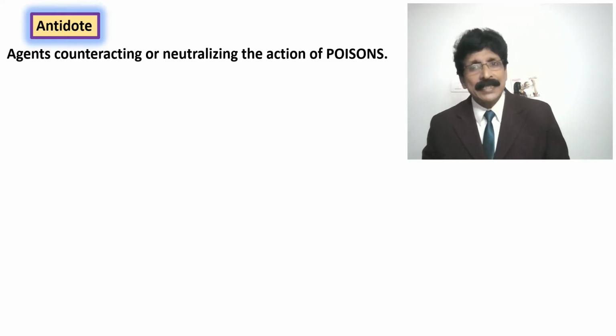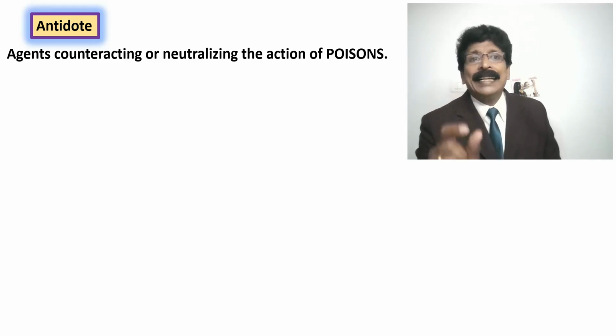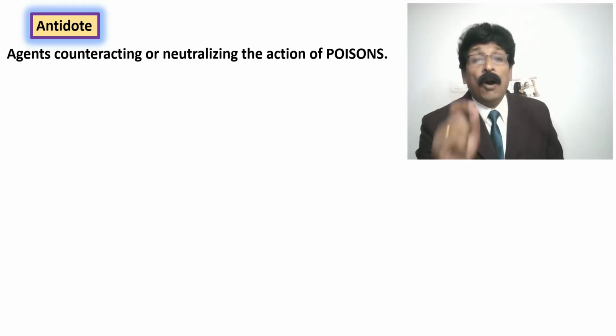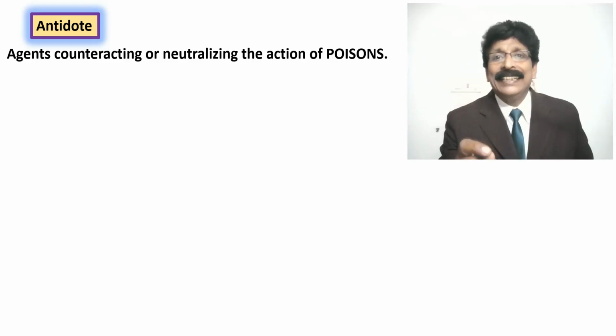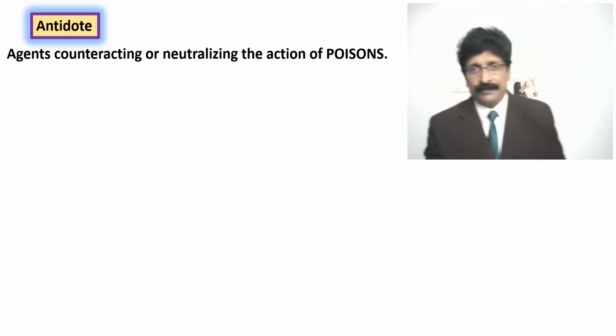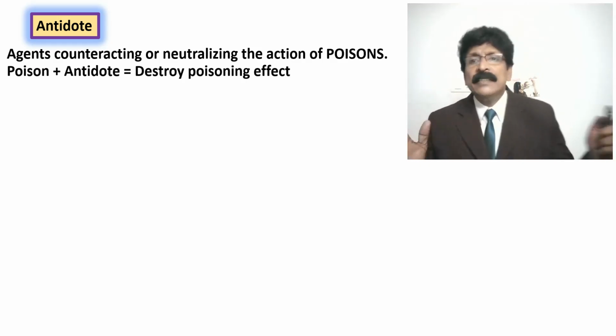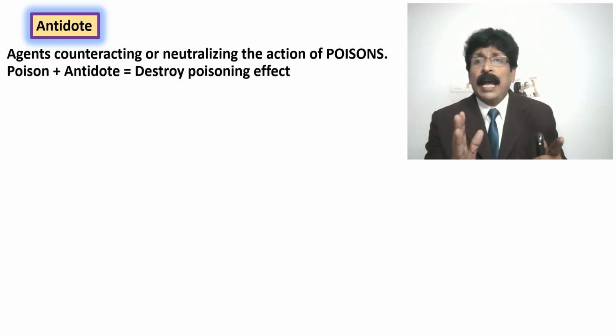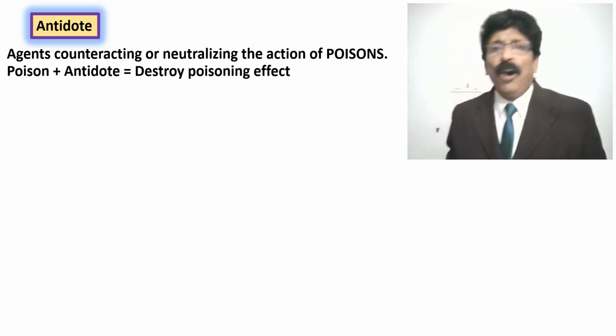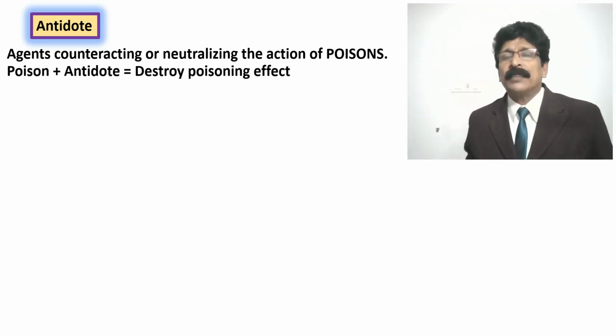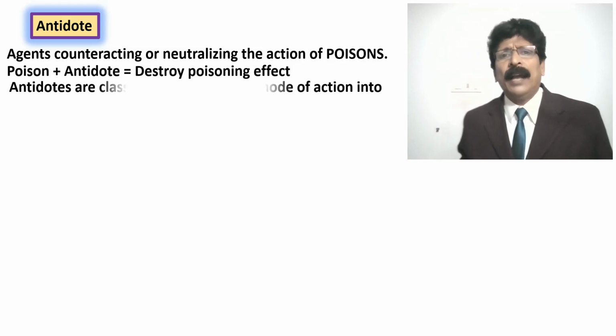Agents counteracting or neutralizing the action of poison. Poison, when it is combined with an antidote, loses its poisoning effect. Easy, the student can understand.